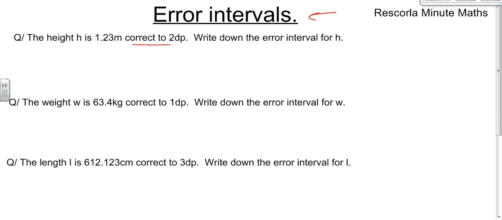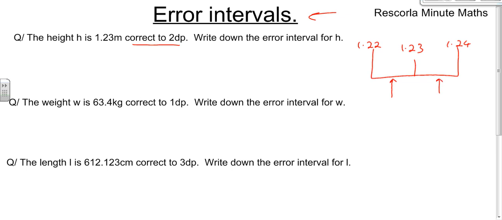So this correct to 2 decimal places, what that means is that if we were to do a fork, let's stick 1.23 in the middle, then we're saying that's correct to 2 decimal places. So if we go down before that, that's going to be 1.22. If we go one up from that, that's going to be 1.24. Now the error intervals are also the higher and lower bounds. So this here is going to be the lower bound, this here is going to be the upper bound.